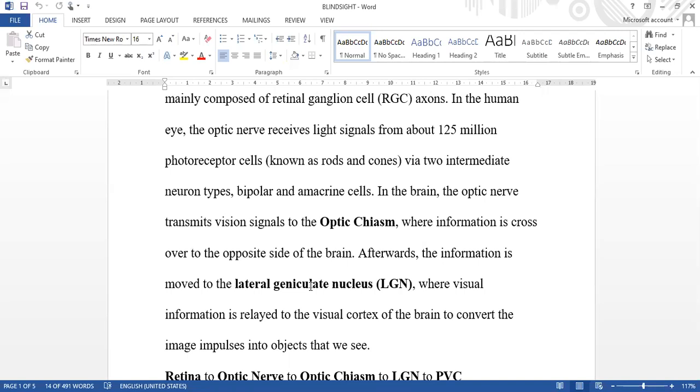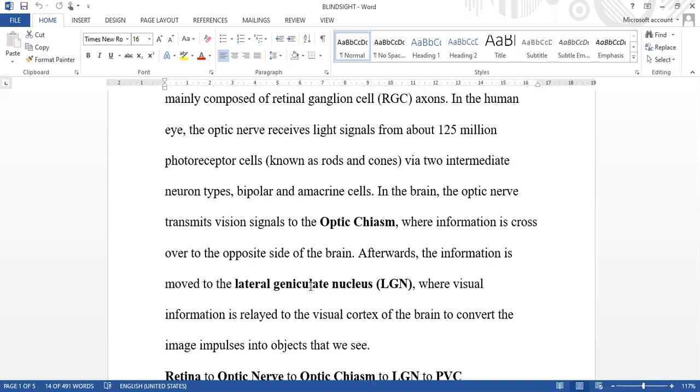So first, the retina will move it to the optic nerve, where it will be transduced. That means it will be converted from light energy to electrochemical energy. Then the electrochemical energy will move to the brain. And the first brain region it will hit on is the optic chiasm. And I said the optic chiasm is an X shape found at the base of the brain.